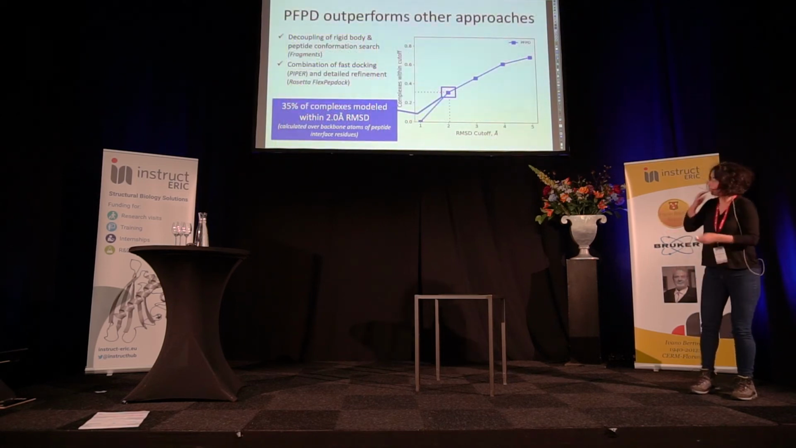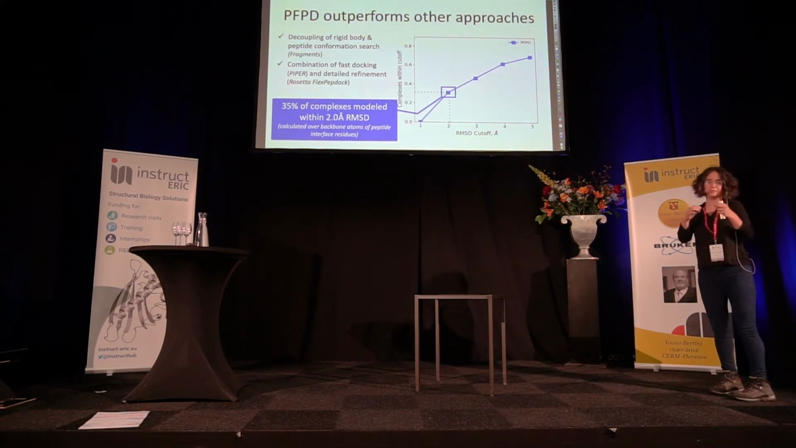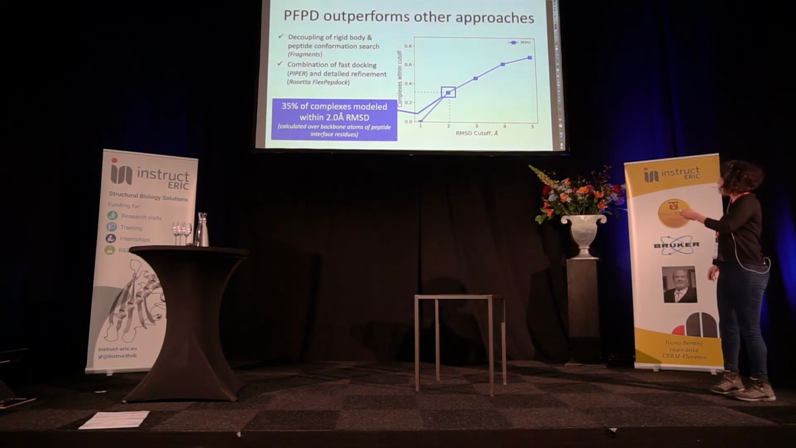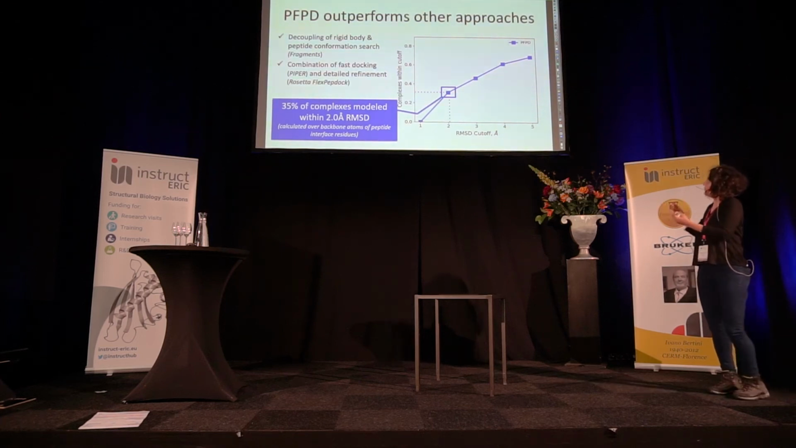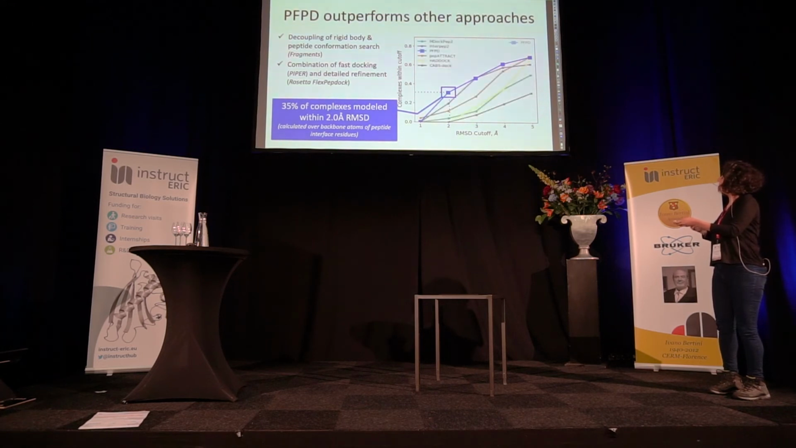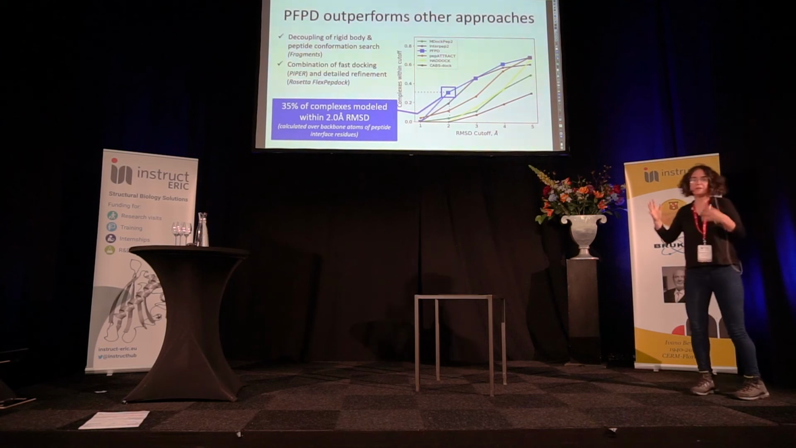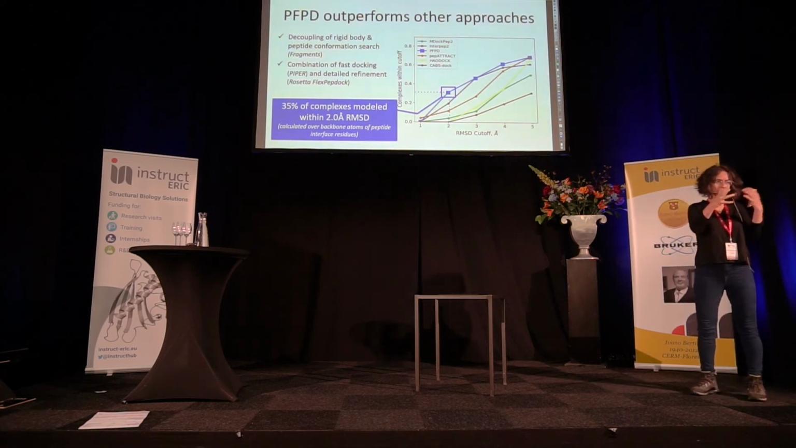Okay, so this is to show how well this works. We have here a plot that shows on the x-axis the distance from the correct structure, and on the y-axis how many complexes in the benchmark are modeled within this cutoff. What we show here is that within a 2 angstrom RMSD cutoff, which is pretty near, we get about 35% of the complexes modeled well with this protocol. And this is the comparison to other methods. You can see that this protocol works much better than the rest, or similarly, and the other protocols use other ways to approximate the peptide conformation.